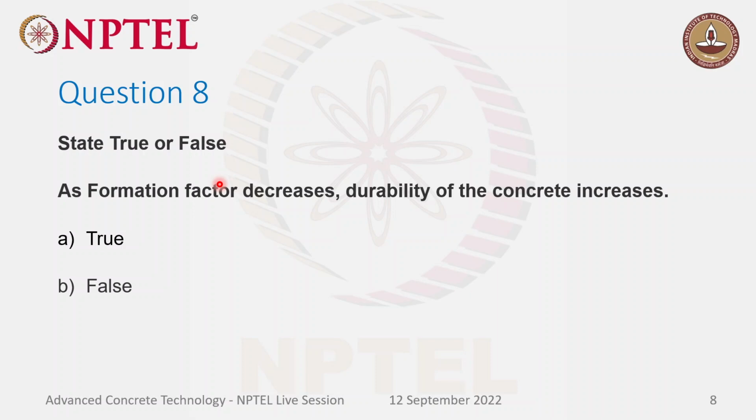Now let's move to question 8. Let me start the timer. Here they are saying, as the formation factor decreases. Formation factor is one of the factors used to measure durability. So here they are saying, if formation factor decreases, the durability of the concrete increases. Is that true?